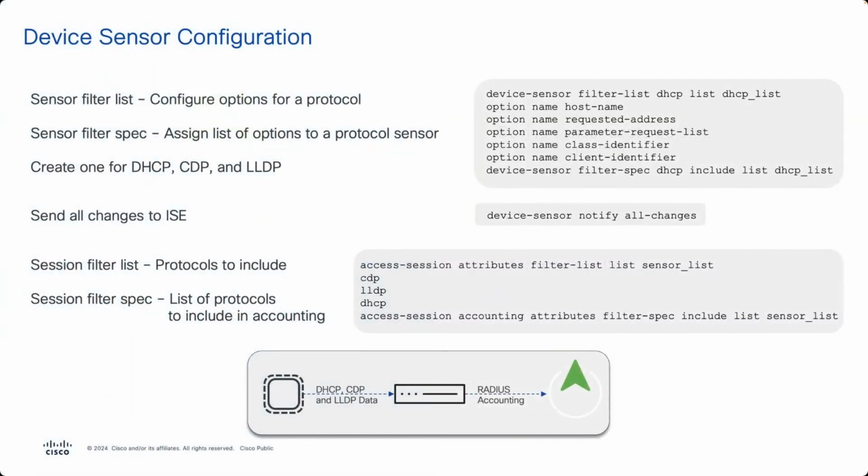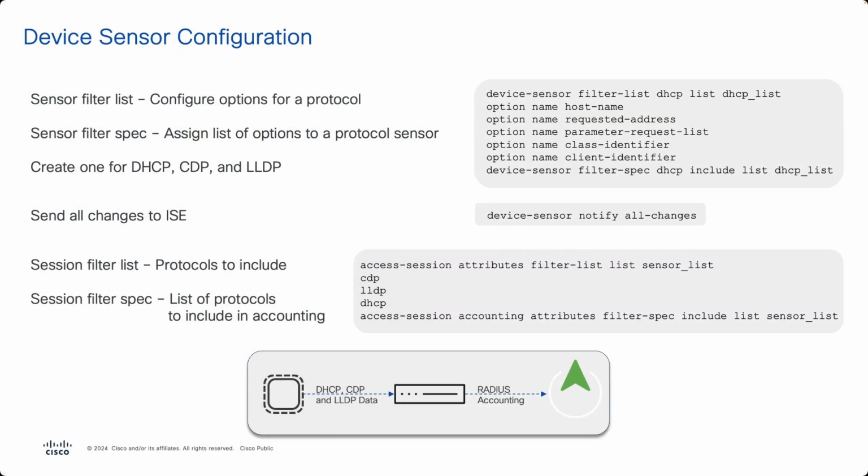Here we have the device sensor configuration. As an example, my DHCP. It is very important to create a filter list and a filter spec because you don't want to send every possible option and every possible type length value, which is a TLV, to ISE. It's a waste of space. It's a waste of time for ISE to process it. Narrow it down to what you need.